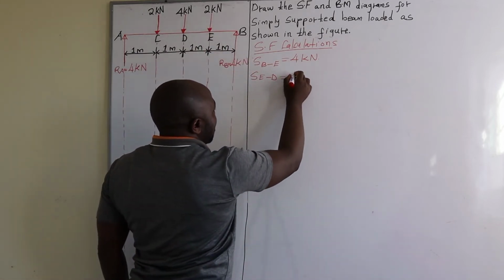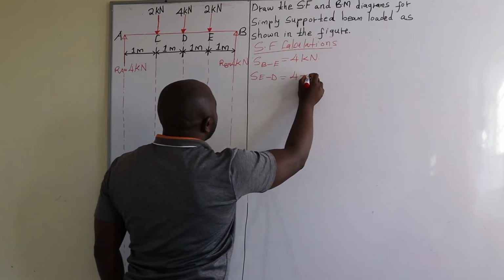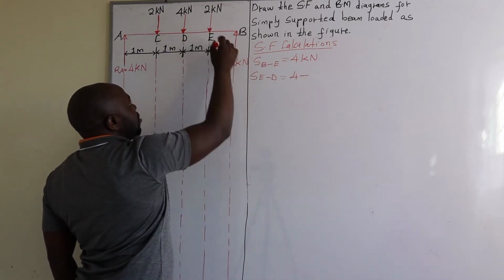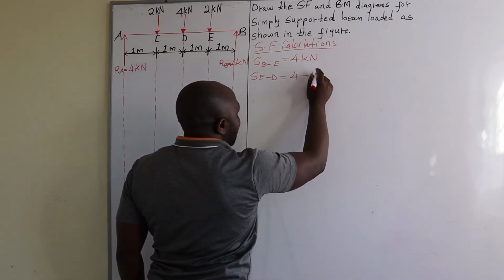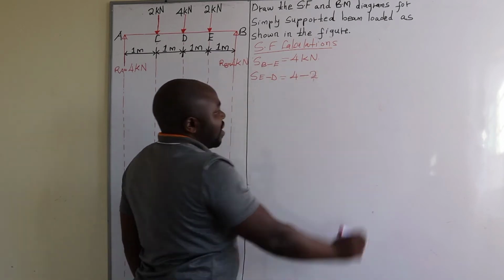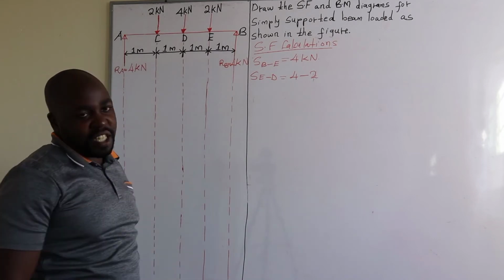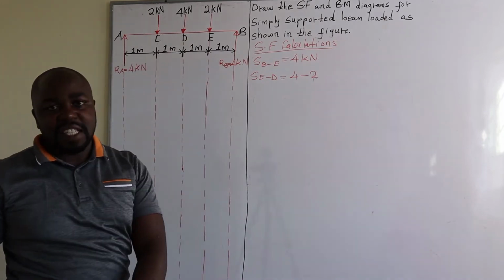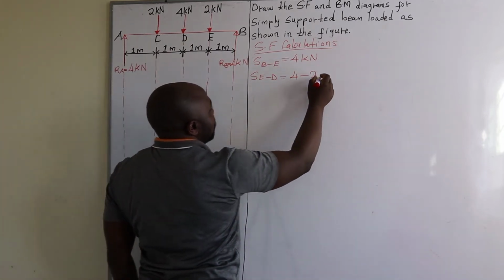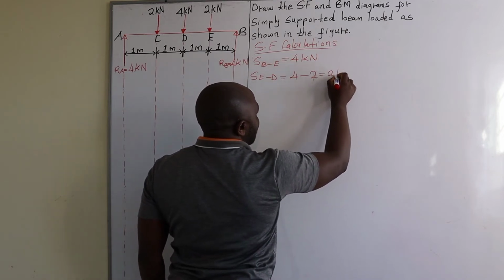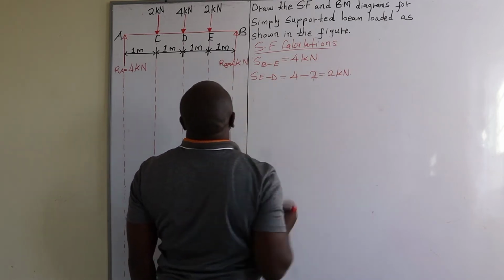So this is going to be 4 kilonewtons minus the 2 kilonewtons that is acting at point E. The reason why we are subtracting is because these are two opposite forces. One is positive, the other one is negative. So 4 minus 2, which in this case is going to be 2 kilonewtons.